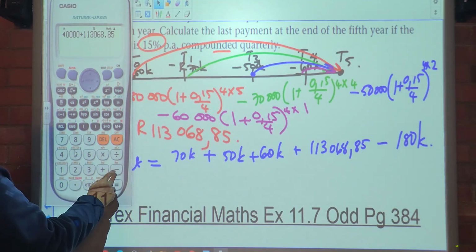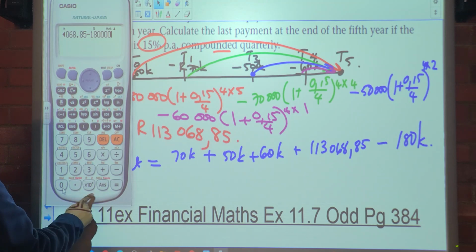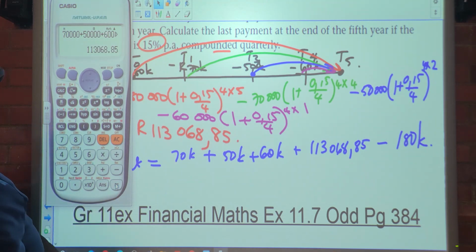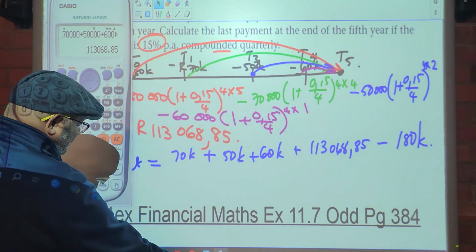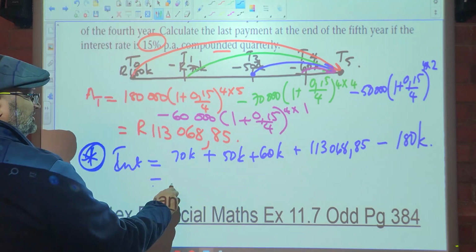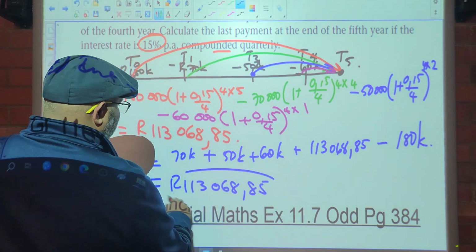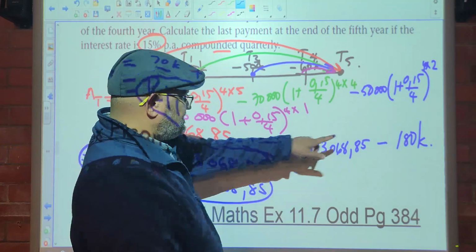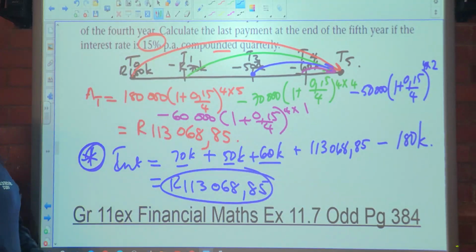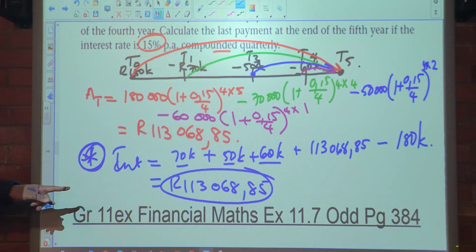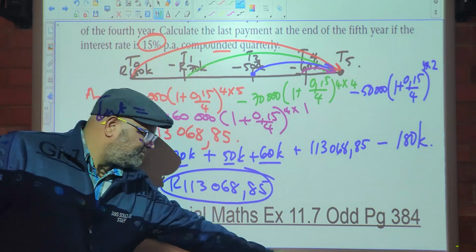113,068.85 minus 180,000. So the interest that this person actually pays is 113,068 rand and 85 cents. That means to say those three add up to 180. Can you see that? So over 5 years you're paying a massive interest of 113,068 rand and 85 cents.